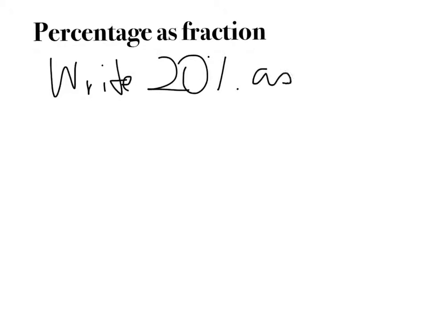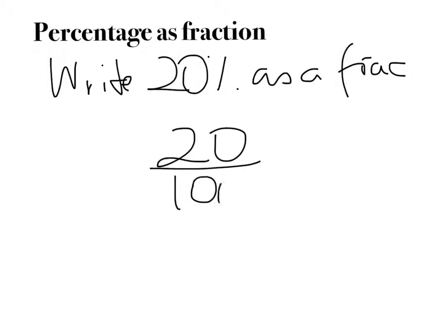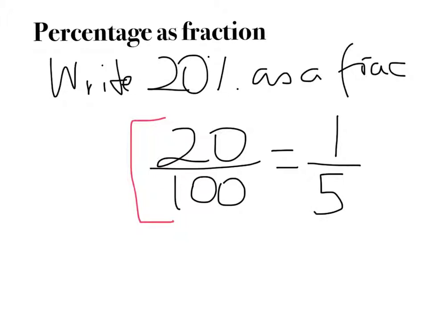Say, for example, you got that same question: write 20% as a fraction. If you gave the answer 20 over 100, you might not get all your marks if it's only a 1 mark question, because while 20 over 100 is 20% as a fraction, it's not in its most simple form. You must make sure you simplify it. So 20 over 100 is 1/5.